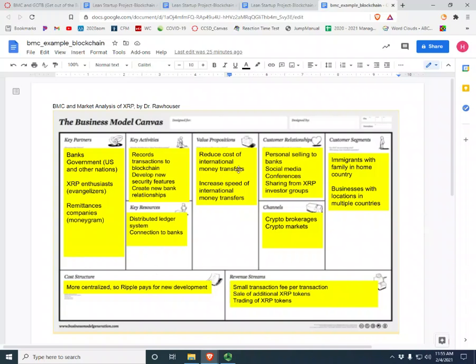We always start with the value proposition. The idea is that this token, XRP, people call it Ripple, will help to reduce the cost of international money transfers. So if you want to transfer money, let's just say from bank to bank across borders, but also for remittances. And it will also increase speed. So reduce the cost and increase the speed of international money transfers. Very clear, 2 value propositions. And of course, the customer segments that they're targeting are people that are sending money. So those could be immigrants with family in their home country, businesses with locations in multiple countries. Those are the 2 customer segments.